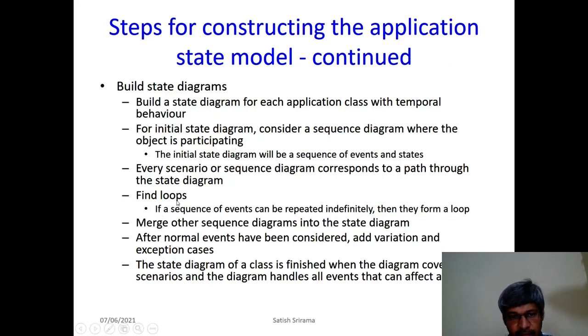Of course, we also have to find any loops. For example, if a sequence of events can be repeated indefinitely, then they form a loop. If it is a state diagram, you will be there infinitely, so there will be some terminating condition. There will be at least one event which will be taking it to the end. You have to think about all of this. Of course, it all depends on the application. Earlier, we also have seen cases where there will be infinite loops.